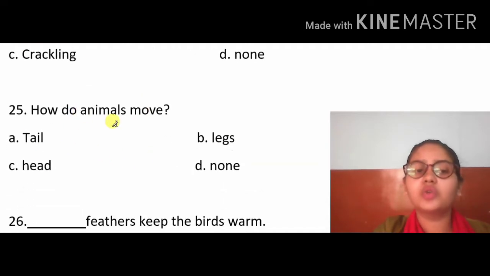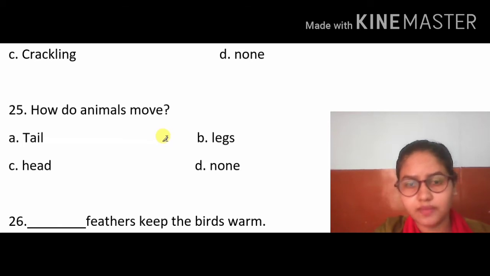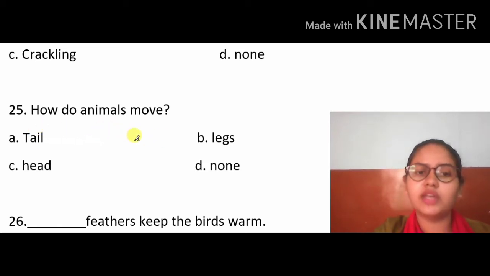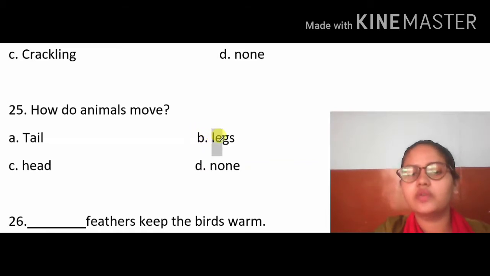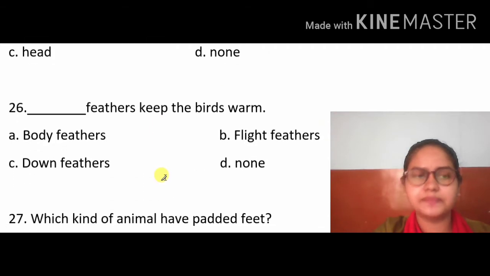Now, how do animals move? By their tail, by their head, none, or legs? So we have four options and we have to take the correct one. How do animals move? They move on their legs, right? So we will take the B answer. Okay, option B is correct.